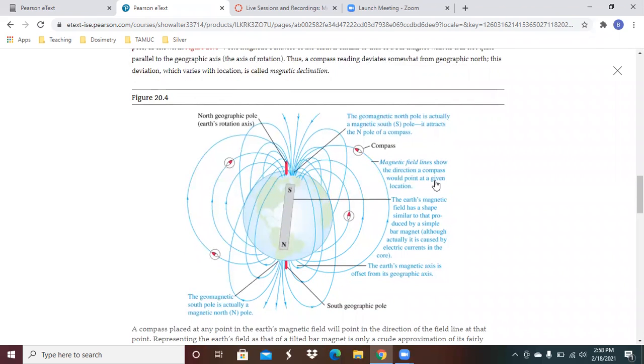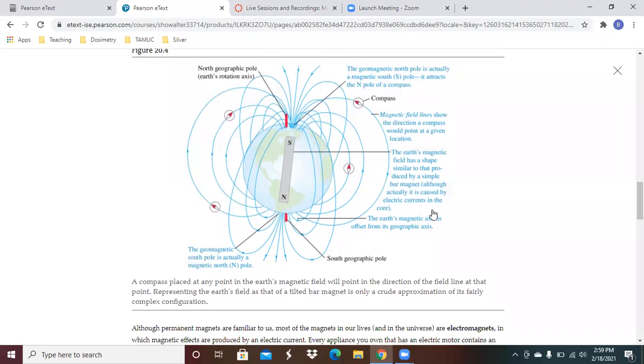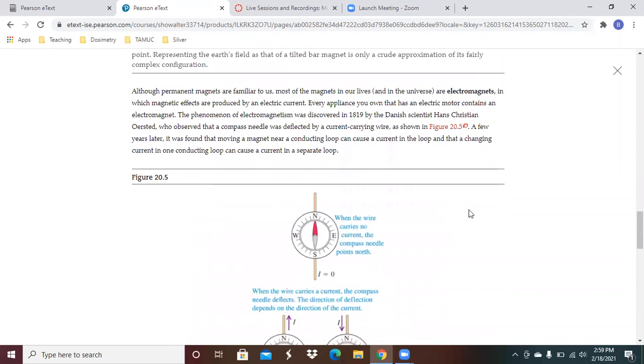Magnetic field lines show the direction that a compass would point at a given location. So you can see the field emanating from the north pole, and then terminating at the south pole, just like electric field lines emanate from a positive charge and end up converging onto a negative charge. So you can think of it sort of that same way. The Earth's magnetic field has a shape similar to that produced by a simple bar magnet. You have the core of the Earth that's in motion, so it's not quite as simple as that.